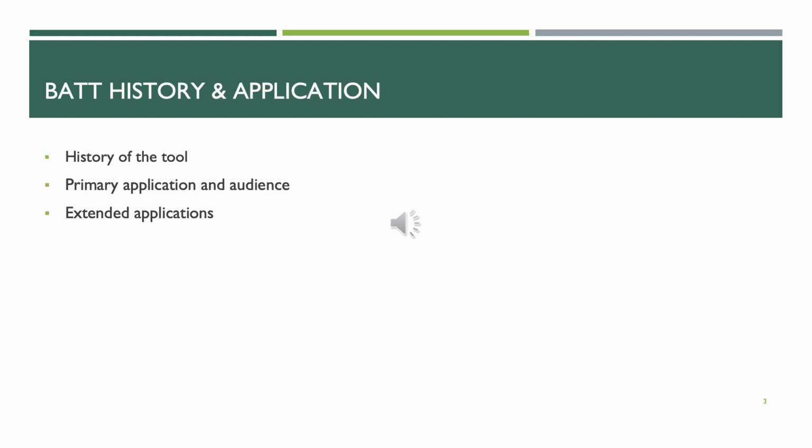This video will cover the following topics related to the BATT: the history of the tool, the primary application of the tool, and the extended application of the tool. I'll be using a lot of acronyms during the video, the most usually BMP and SCM. BMP stands for Best Management Practice, and SCM stands for Stormwater Control Measure. You can view these terms interchangeably, meaning actions taken both structural, like a rain garden, or non-structural, like street sweeping, where the goal is pollution reduction in stormwater.